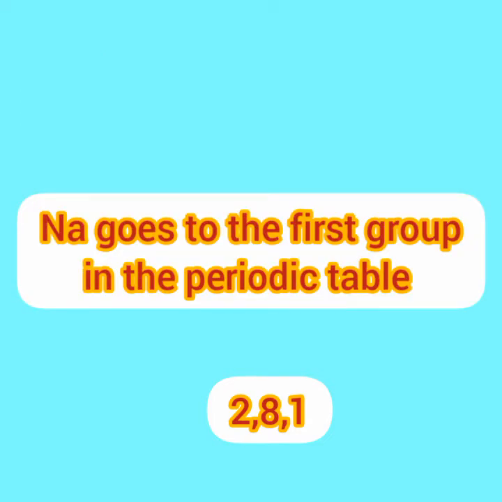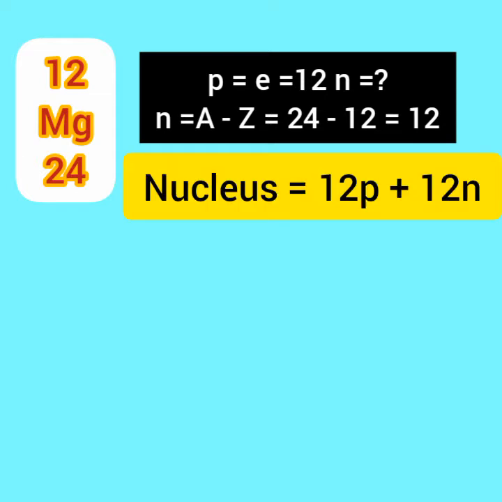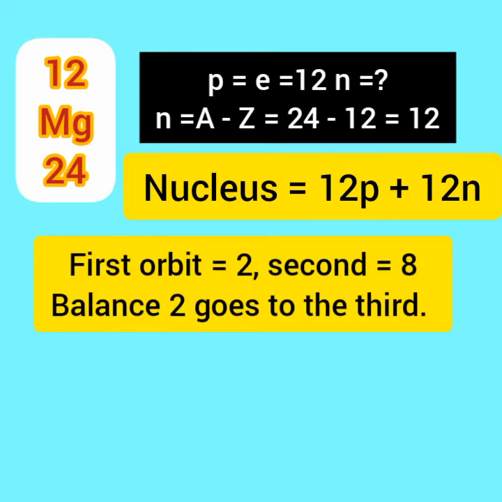Second one is magnesium. Below the magnesium symbol is 24. What is that? The atomic mass. Above magnesium is 12. That is the atomic number. Therefore, proton is equal to electron is equal to 12. That means there are 12 protons and 12 electrons. How to find neutrons? Neutron is equal to atomic mass minus atomic number. 24 minus 12 is equal to 12. Therefore, the nucleus contains 12 neutrons and 12 protons, and the other 12 electrons are revolving around the nucleus.